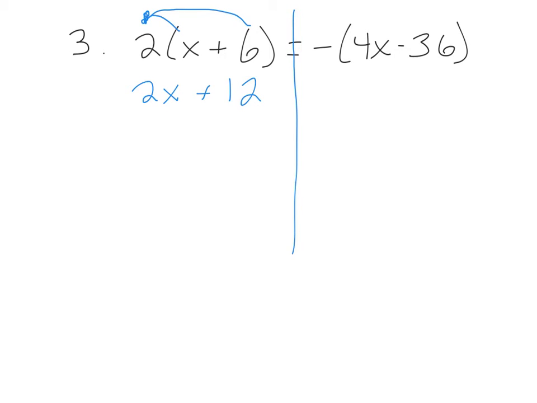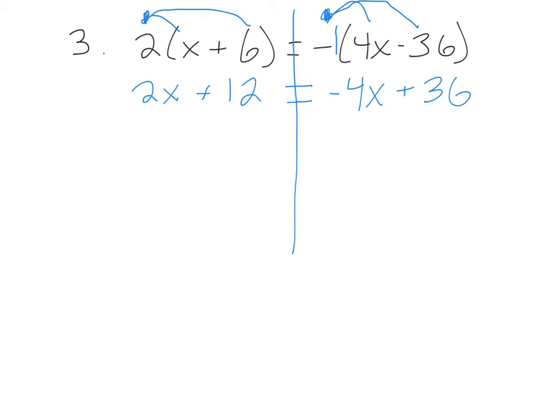We have a negative on the right side in front. That's kind of like -1. And now we distribute the -1. And again, that means multiplication. So -1 times 4x is -4x. -1 times -36 is +36. And now it's kind of like one of the equations we've previously done.